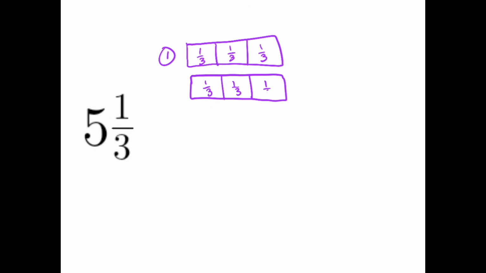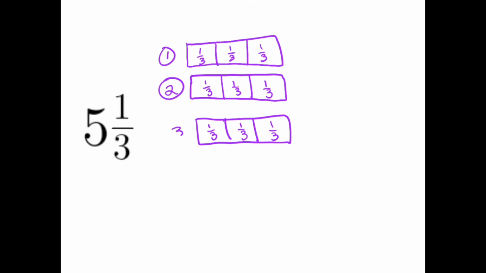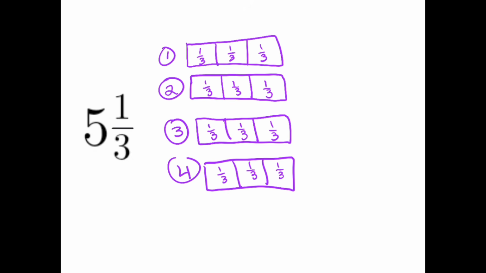1/3, 1/3, and another 1/3. This is our second whole. Now let's do another one because we need 5 wholes total. So that's a third, that's a third, that's a third. This is our third whole. We need another one. Okay, that is our fourth whole. Then we need another one. Okay, that's our fifth one.